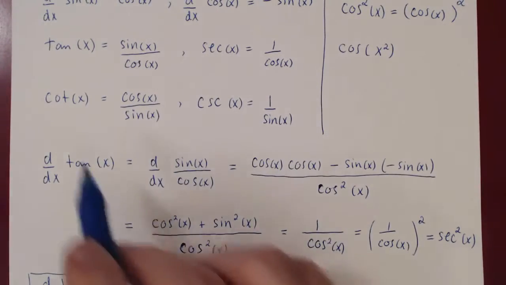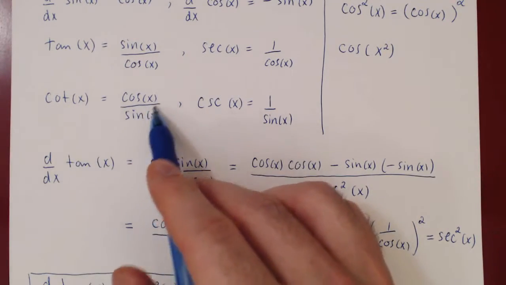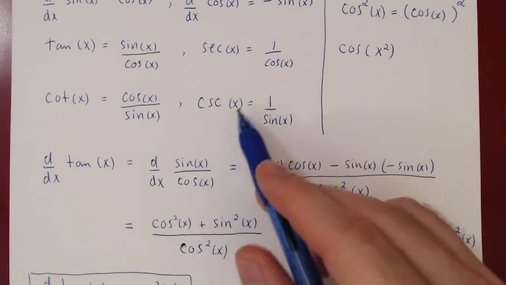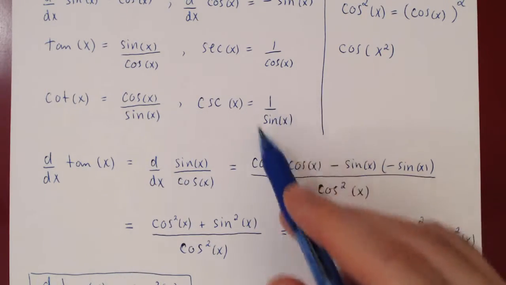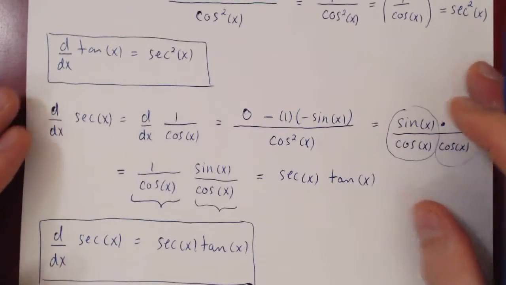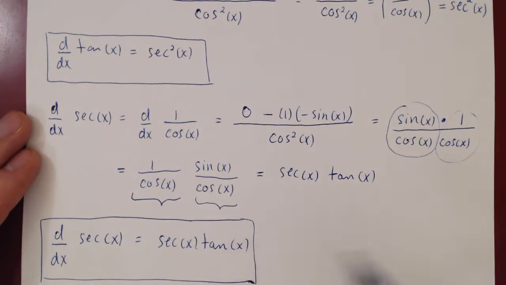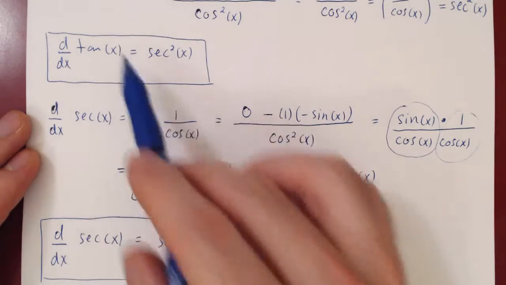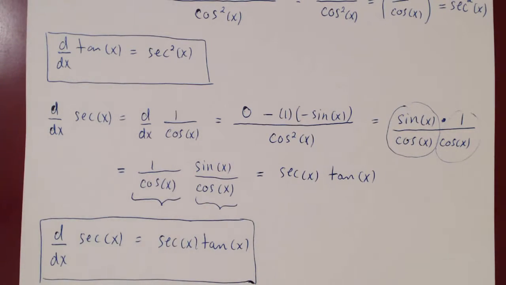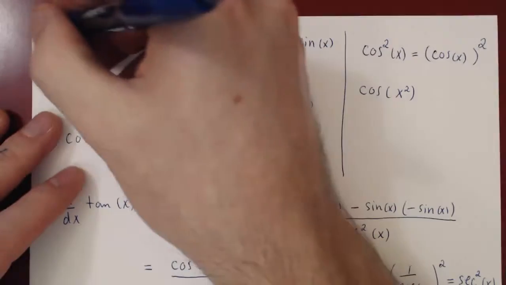And as I've said before, I will let you now find the derivative of cotan of x, again using the quotient rule, the derivative of cosecant of x, once again with the quotient rule. And you will arrive at very similar results as in the case of the derivative of tan of x and secant of x. So now, let's use these four derivatives.